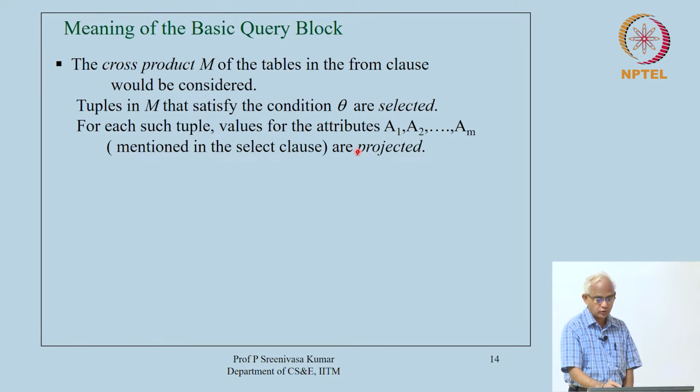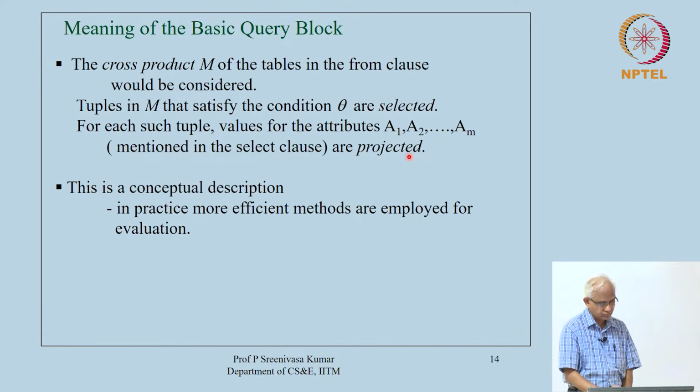The output will have as many rows as there are combined tuples that satisfy the condition theta, and the schema of the output is essentially decided by the attributes mentioned in the select clause of SQL, these projected attributes.